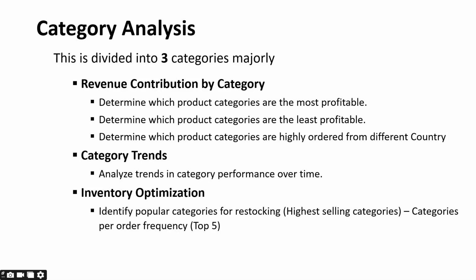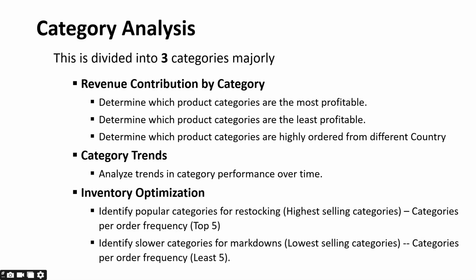So this will help the management when placing an order to know which one should be restocked and which one the management should not go for. We're also going to identify the slower categories for markdown, that's the lowest selling categories, so that by the time the company wants to place an order, they will be able to reduce the quantity they are going to buy. So under inventory optimization, we'll identify popular categories for restocking and we'll also identify slower categories for markdown.